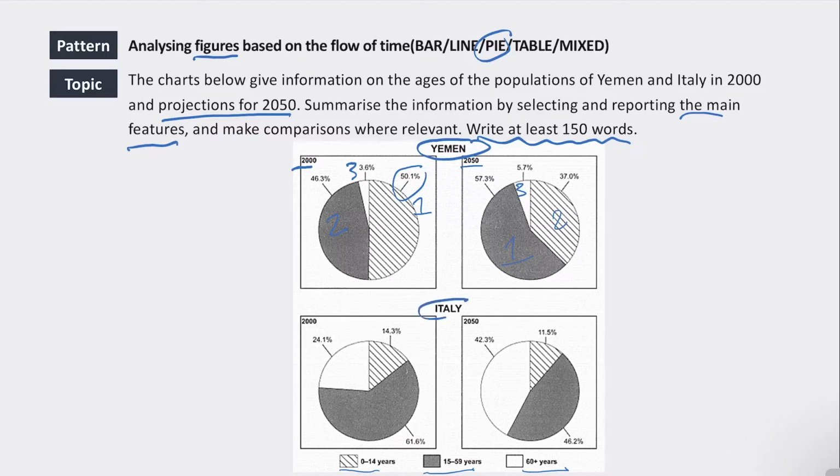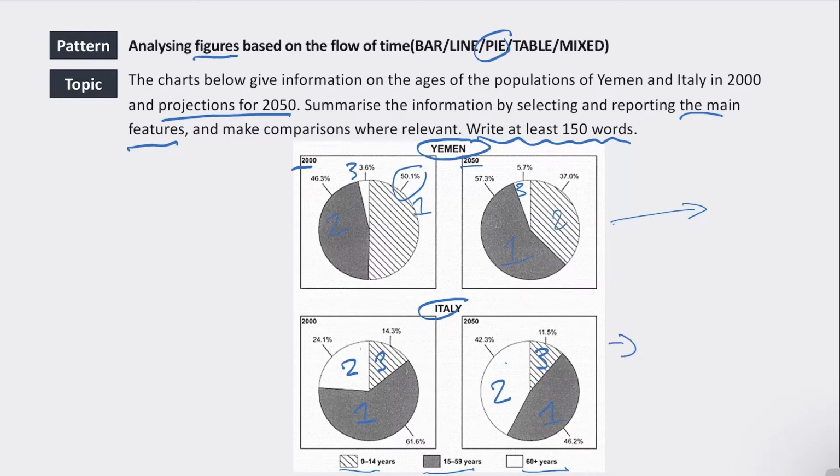And then in Italy, we can see that their biggest proportion was middle-aged. Second is old people, and the smallest group is young people. And then by the end, it's almost the same, but the number of young people has decreased even more. Okay, so the trends we're looking at is that Yemen's population is very young, and there's a slight increase in their age. And in Italy, the elderly population is getting bigger, and the young population is getting smaller. There's a big jump in people aged over 60 years old.